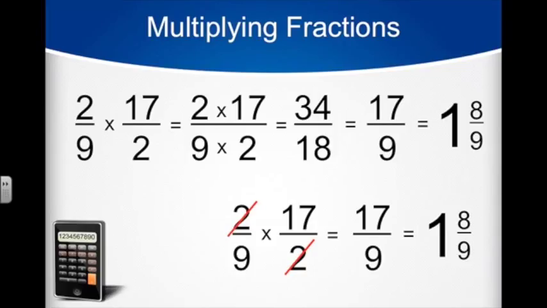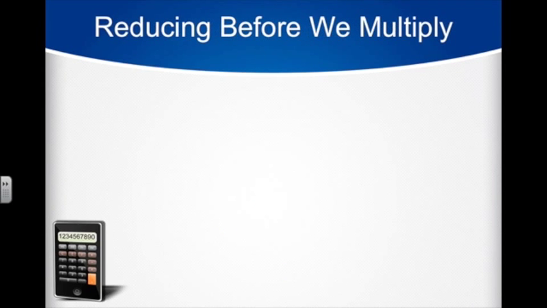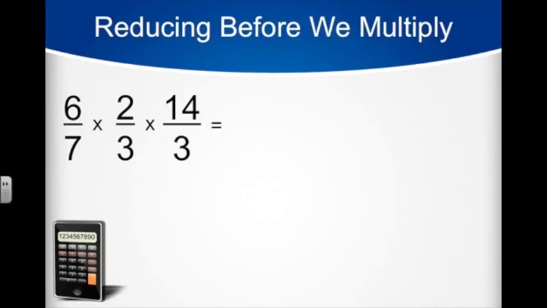I like to refer to this as reducing before we multiply. If you see any common factors in the numerators and denominators, you can reduce them before you do any multiplication. Let's see how easy reducing before we multiply can make a problem.